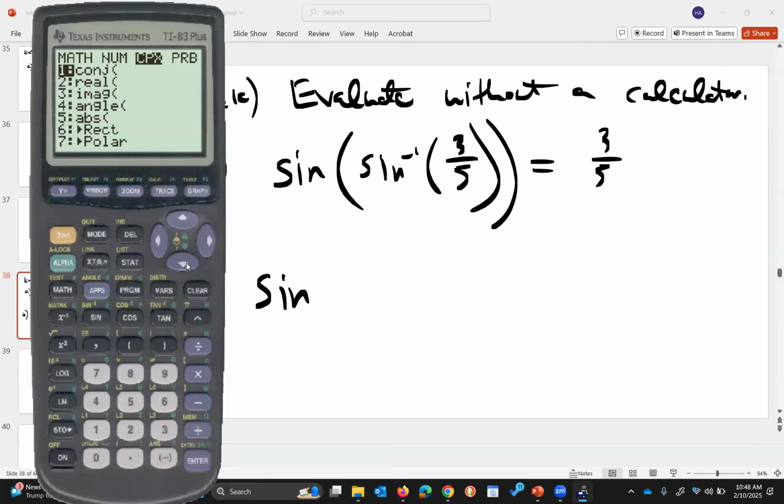All right, and then we have complex numbers. There it is, complex numbers. Remember algebra 2? You guys dealt with i, the square root of -1. There's a conjugate of it. There's the real part, imaginary part, angle, absolute value of it, rectangular, and polar coordinates.